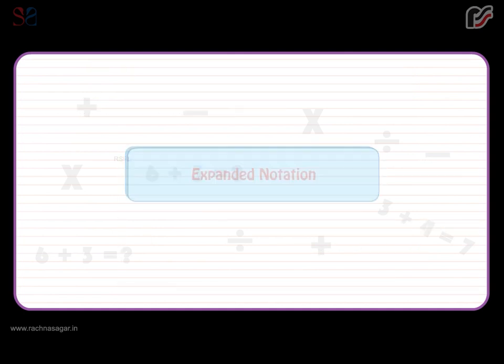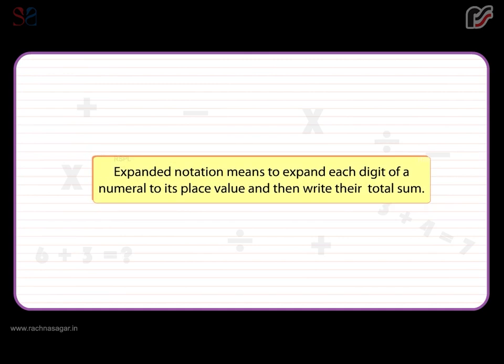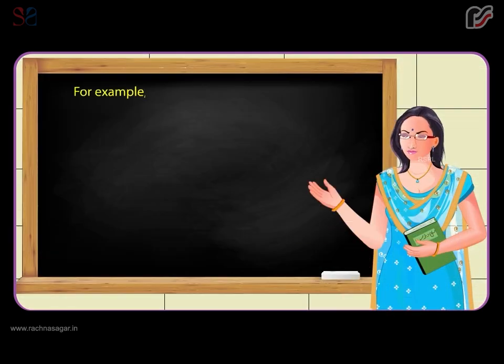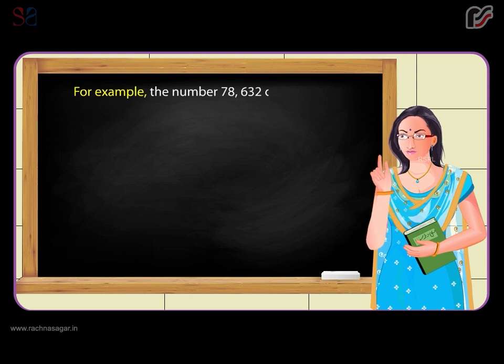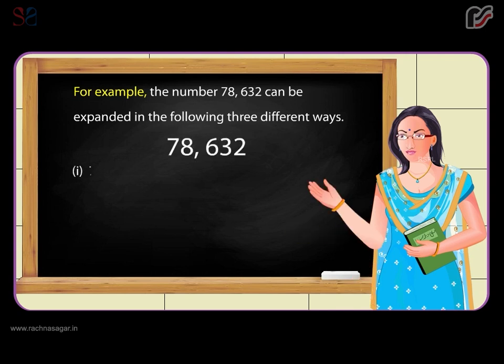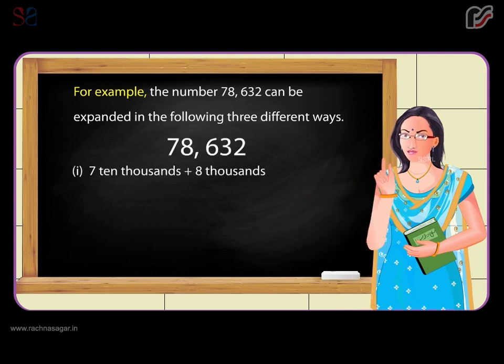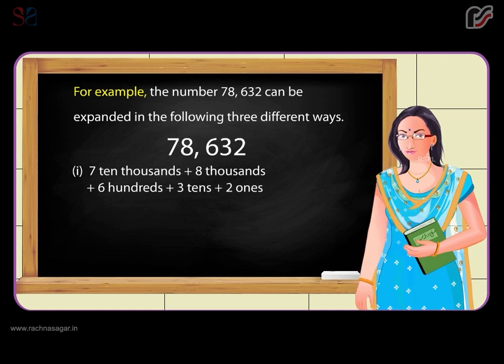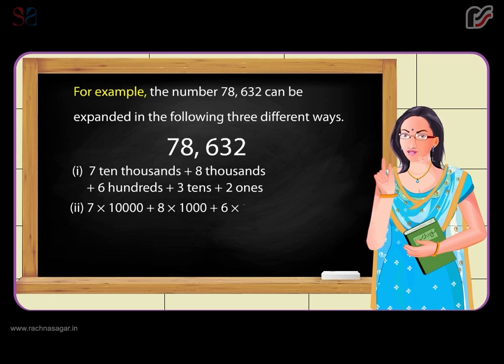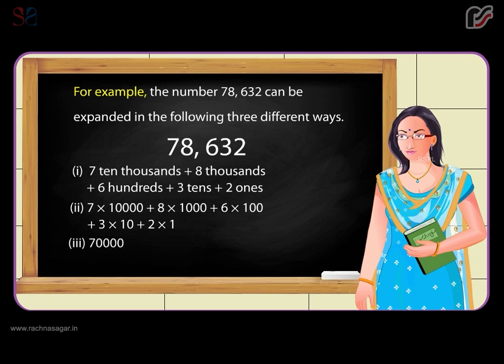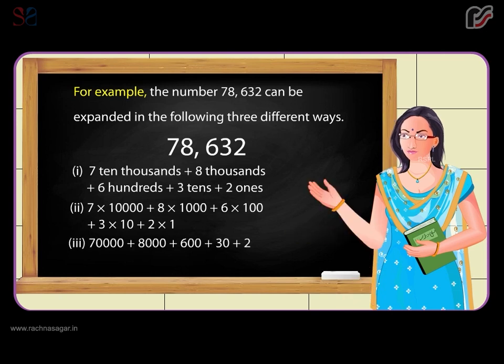Expanded notation. Expanded notation means to expand each digit of a numeral to its place value and then write their total sum. For example, the number 78,632 can be expanded in the following 3 different ways. 7 10,000s plus 8 1,000s plus 6 100s plus 3 tens plus 2 ones. 7 into 10,000 plus 8 into 1,000 plus 6 into 100 plus 3 into 10 plus 2 into 1. 70,000 plus 8,000 plus 600 plus 30 plus 2.